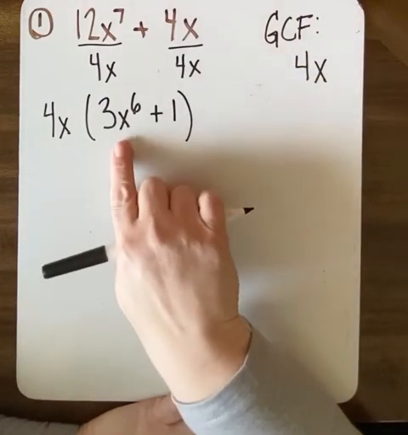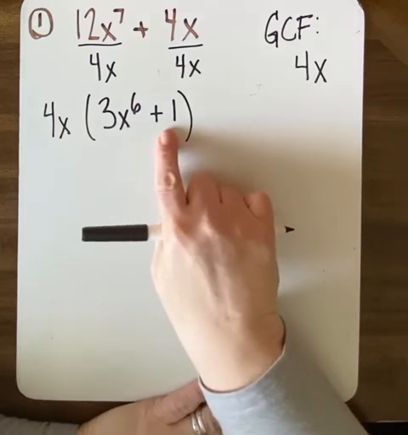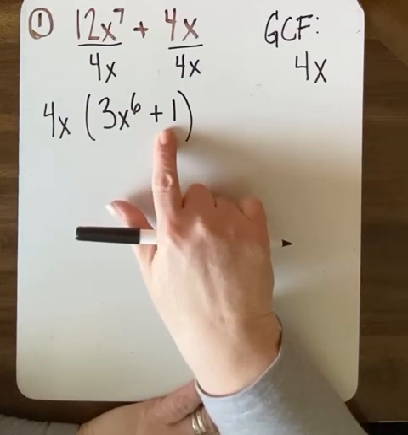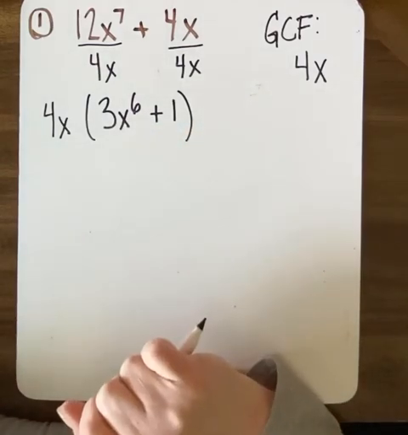And we look inside here then to see if this can factor any further. Since this is a binomial, 2 terms, the only other factoring pattern we would have is a difference of 2 perfect squares. Since it doesn't fit that pattern, this is our answer.